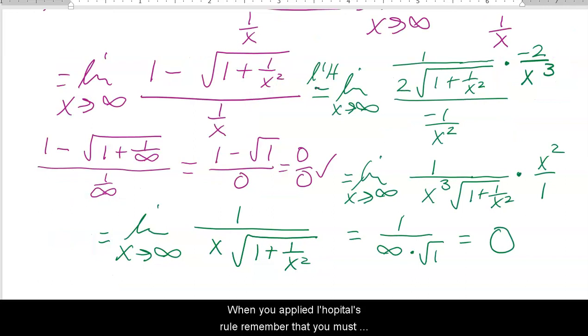When you applied L'Hopital's rule, remember that you must do the chain rule for the interior part of this radical. The derivative of 1 is 0, so you end up with, and I think I've lost a negative. This should have had another negative here for this negative. 1 over 2 the radical times the derivative of the inside. The derivative of 1 over x squared is negative 2 over x cubed. Then the derivative of 1 over x is negative 1 over x squared.